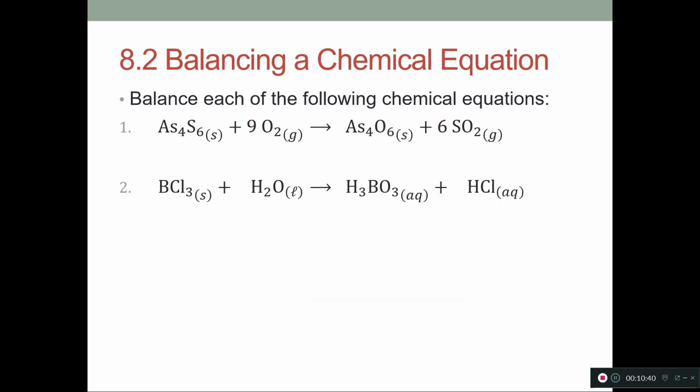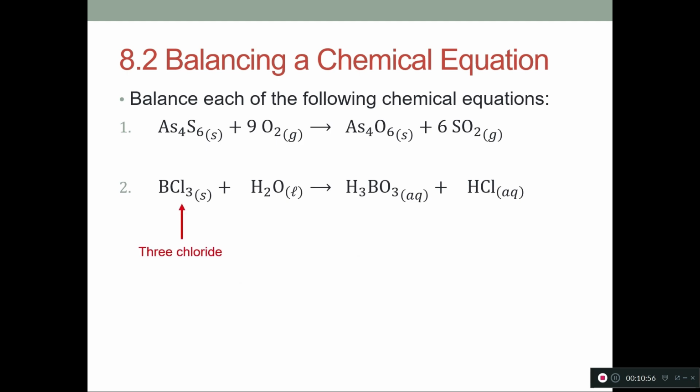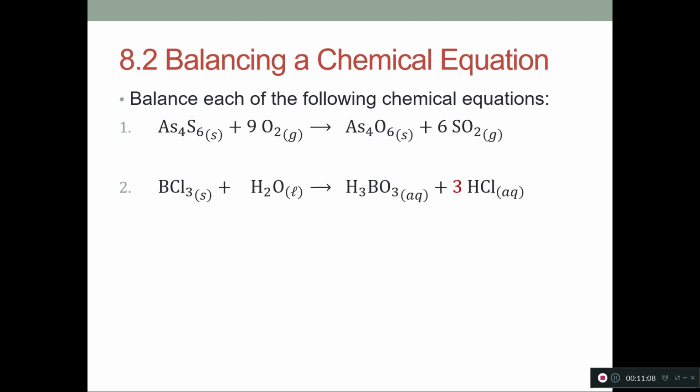Let's take a look at our next equation here. So we have this boron trichloride plus water becoming this boric acid plus hydrochloric acid. And so the first thing we can do, we see we have 1 boron here and 1 boron here. Those are balanced. We have 3 chlorides over here and only 1 over here. So those are unbalanced. We put a 3 in front of that HCl. That will balance out our chlorides here.